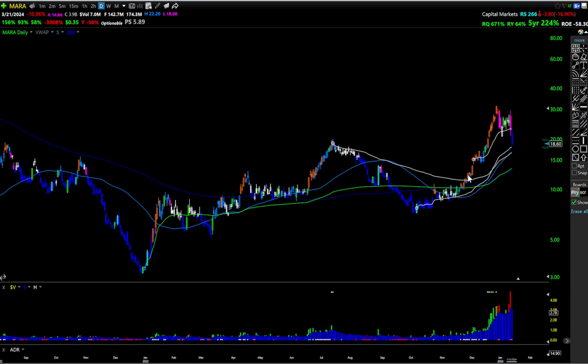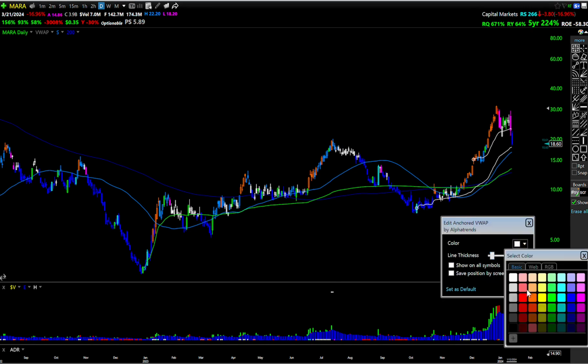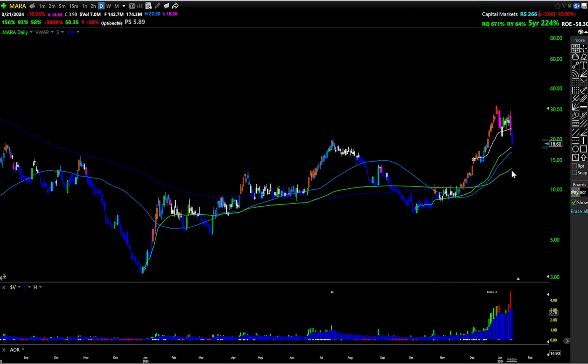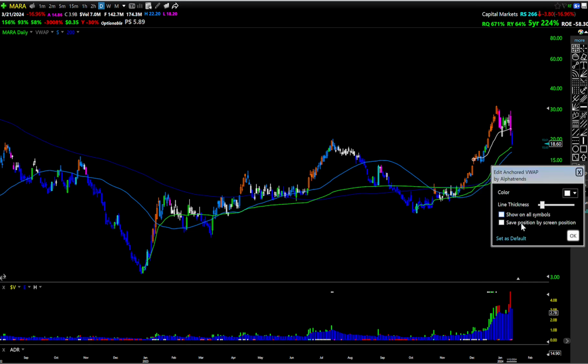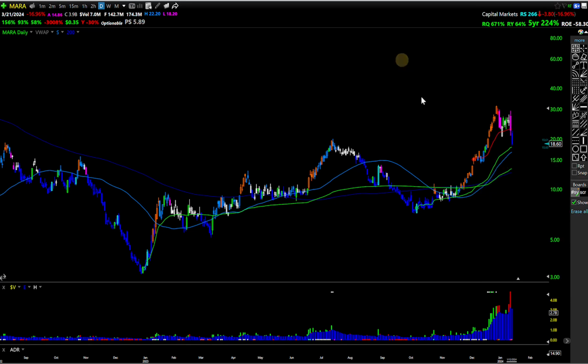Let's get rid of that one. Let's just clean this up a little bit. All right, so you have your swing low right there. Make that one green. And if it breaks that, might be looking for it to come down here. And then this would be, because I'm short this right now. So let's make that red.